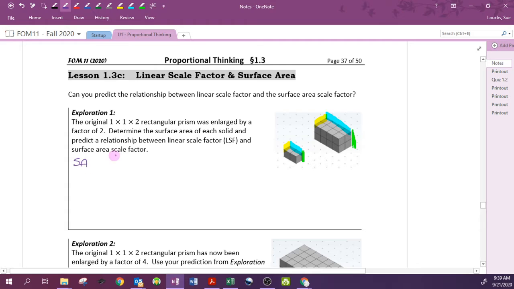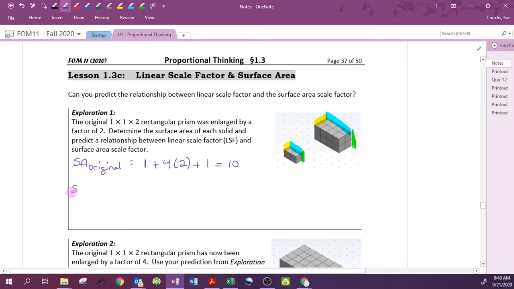So the surface area of the original: the end has an area of 1, and then going around the sides, it's 4 times 2, because there are 4 sides that have an area of 2 each. The top, the bottom, the left, the right have all got an area of 2, and the other end has an area of 1. So our total surface area of the original shape is 10. Is everybody okay with that? Max, you okay with that? Okay.